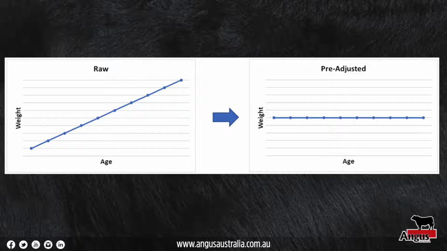So the pre-adjustments are really important in trying to remove those non-genetic effects and taking account of those so they're not reflected in the breeding values.